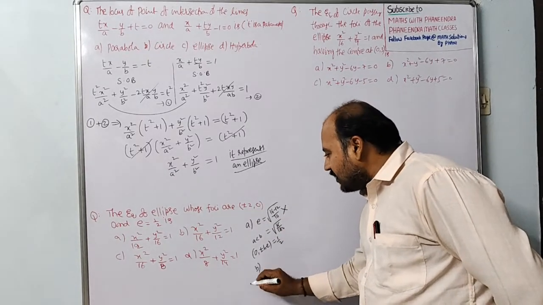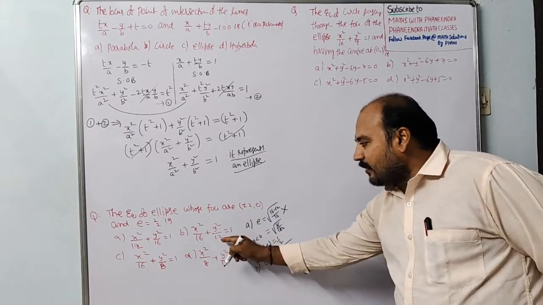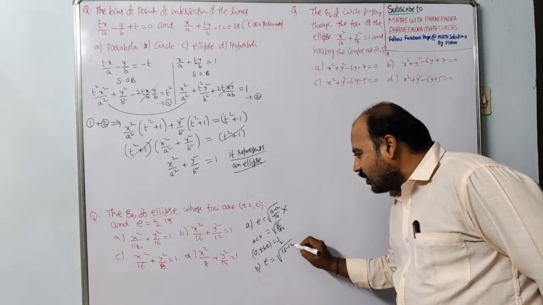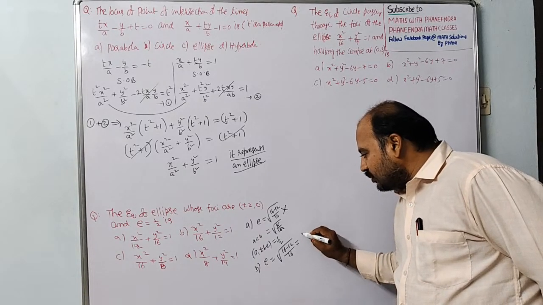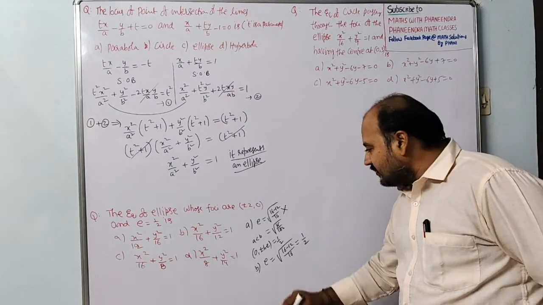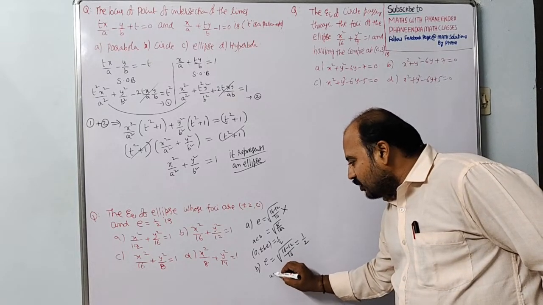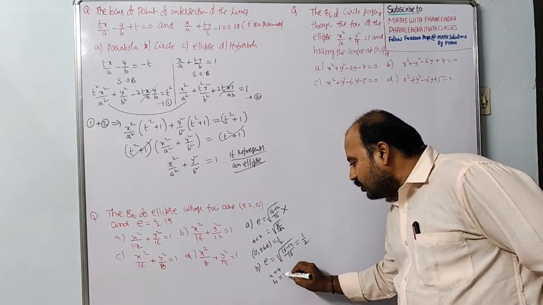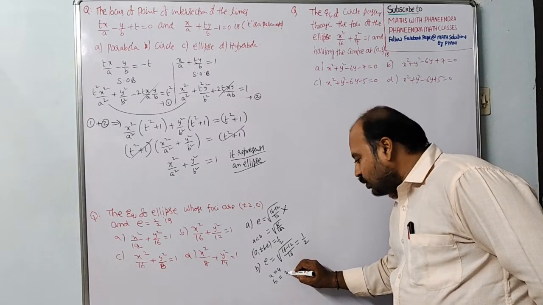Go to the second option. e is equal to root over a square minus b square by a square, 16 minus 12 by 16, which is equal to 1 by 2 will come. Eccentricity coincides. Next, a value is equal to 4 and b is equal to root 12, which means 2 root 3.